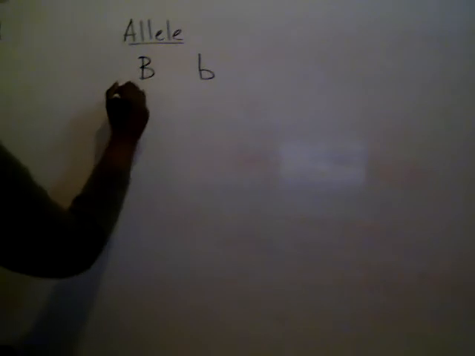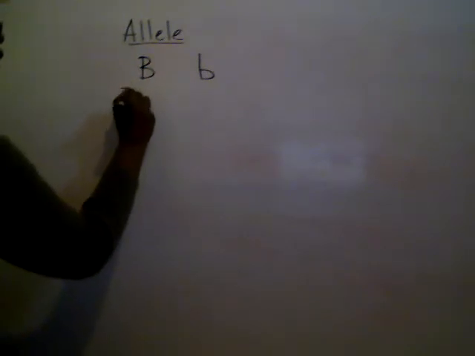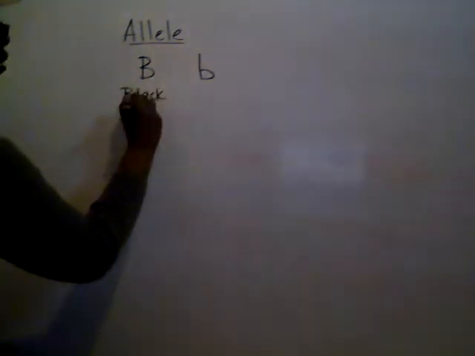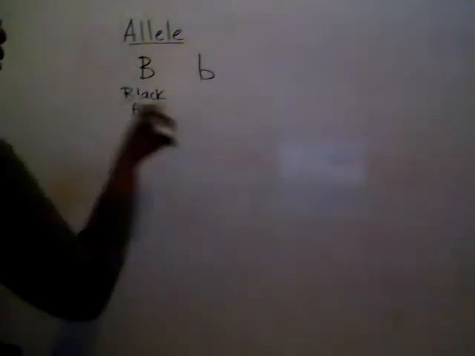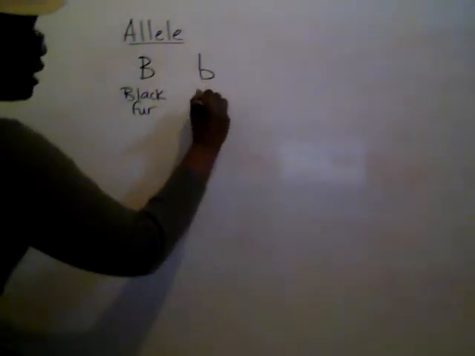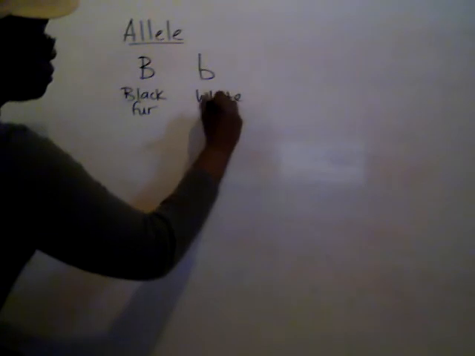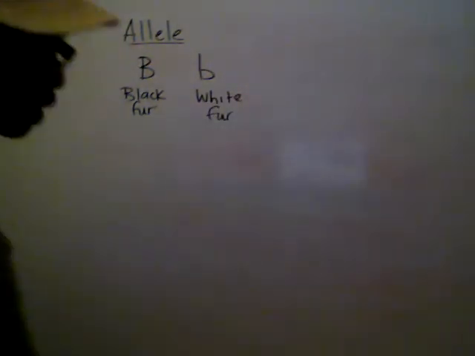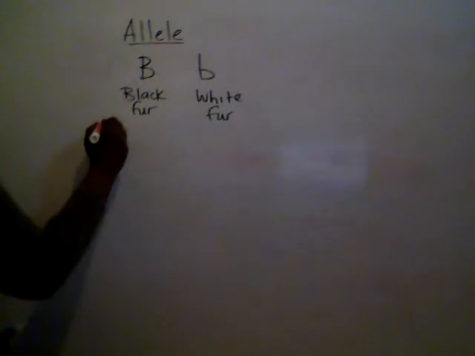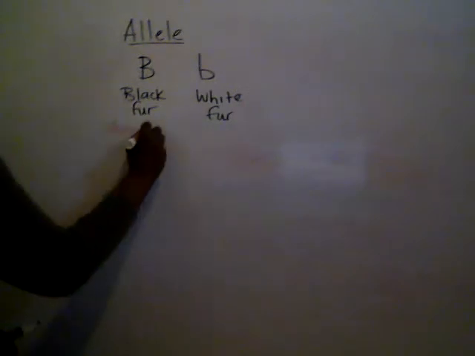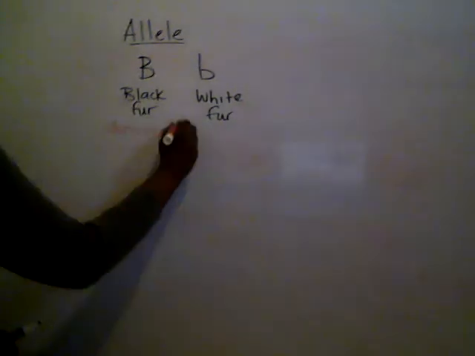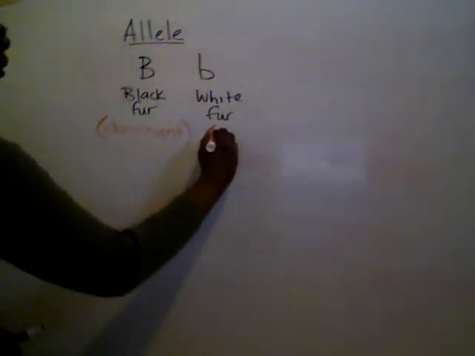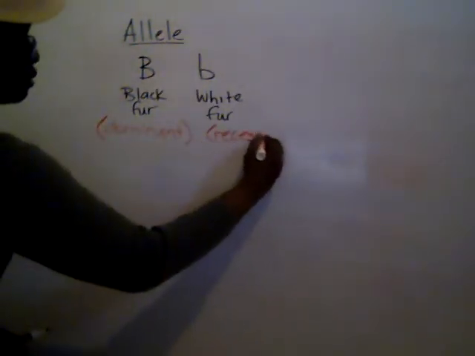So let's say the big B stands for black fur. This is the dominant one. And let's say the little b, if you get little b, is for white fur. So if we throw in some of these vocabulary words that you guys have, we would call this the dominant trait. Usually the capital letter represents the dominant, and the lowercase letter usually represents the recessive.